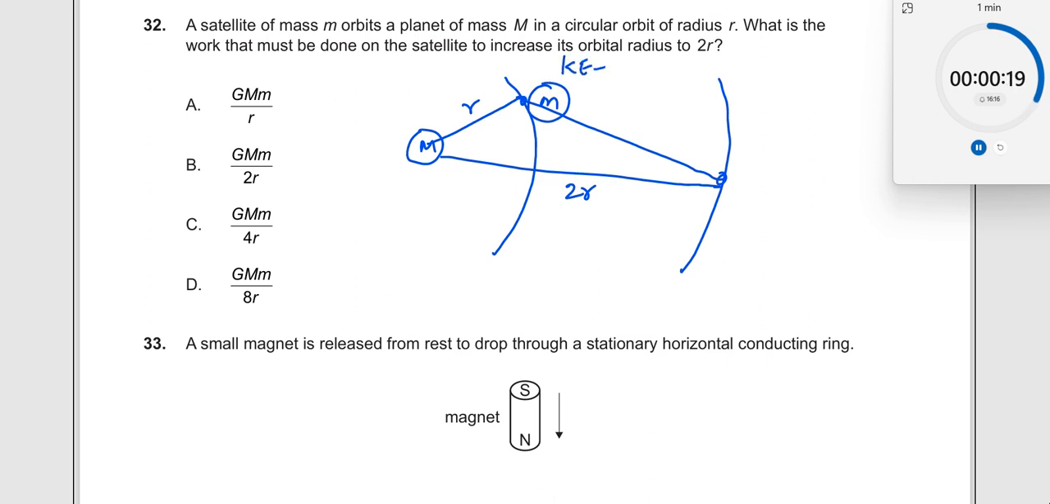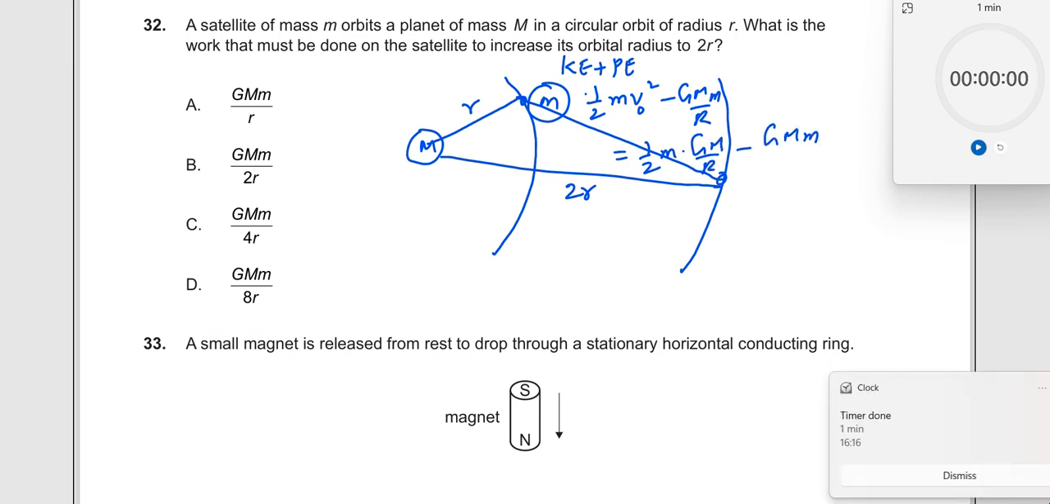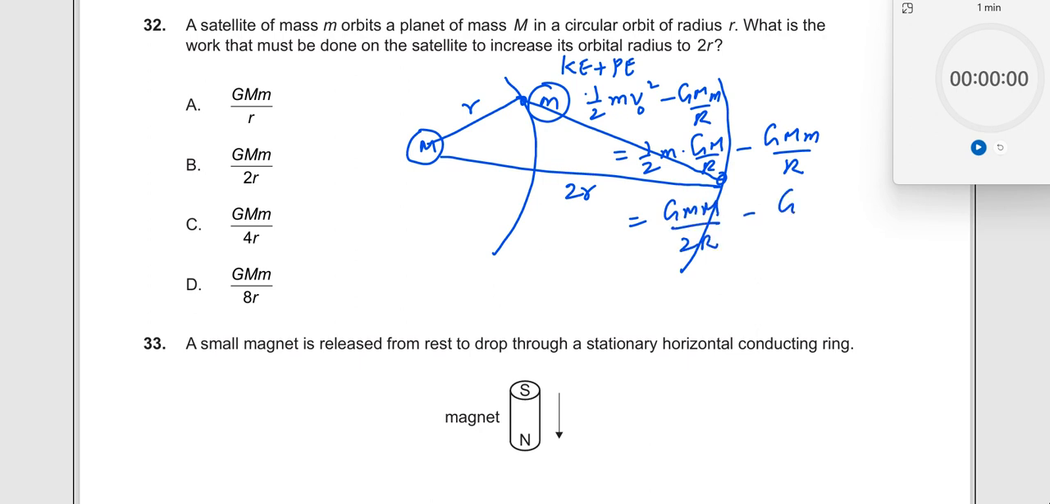Total energy should be kinetic energy plus potential energy over here. So which should now be equal to, what is kinetic energy? Half mv naught square. What is potential energy? Minus GMm by r. Now v naught square equal to GM by r, which we already know. So this should now be equal to half m into GM by r minus GMm by r, which is GMm divided by 2r minus GMm divided by r, which will give rise to minus GMm divided by 2r.